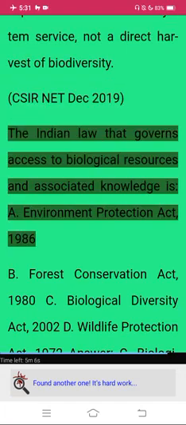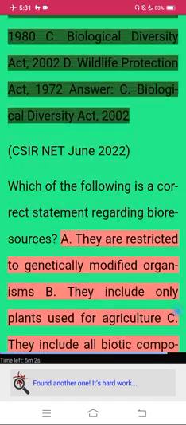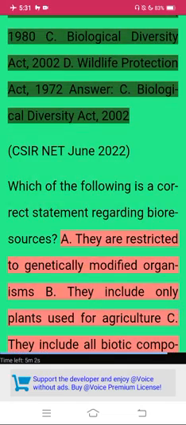CSIR NET December 2019. The Indian law that governs access to biological resources and associated knowledge is: A. Environment Protection Act, 1986. B. Forest Conservation Act, 1980. C. Biological Diversity Act, 2002. D. Wildlife Protection Act, 1972. Answer: C. Biological Diversity Act, 2002.